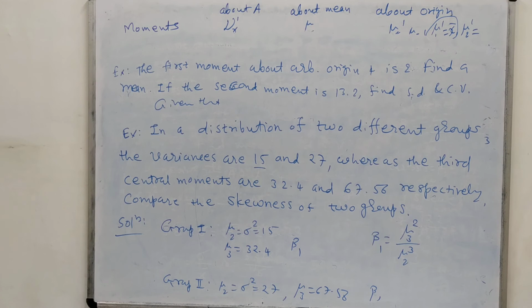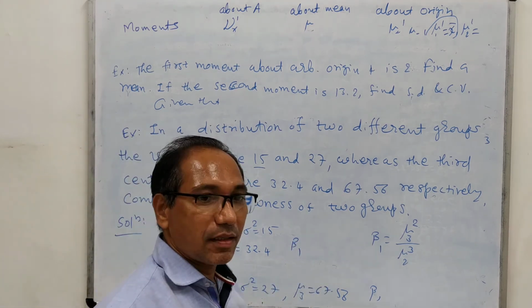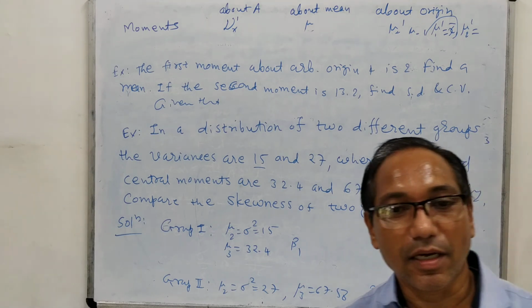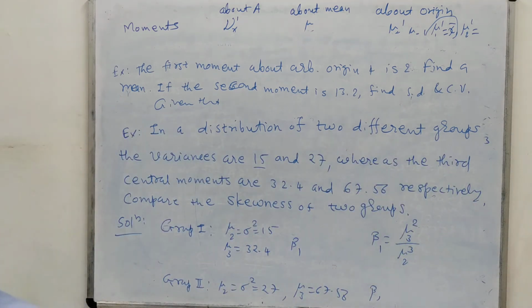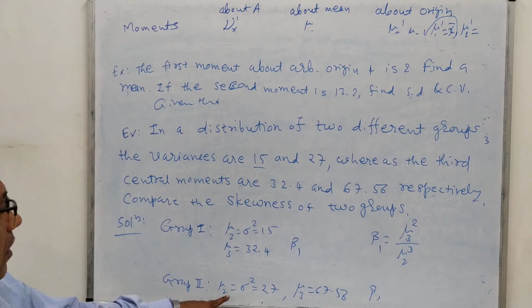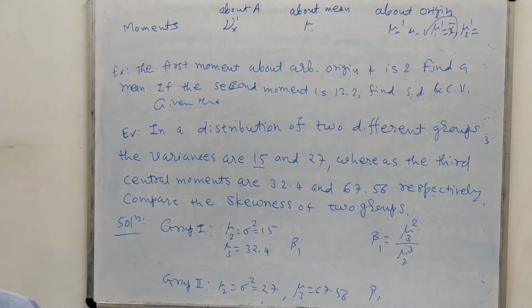Okay. If the value for a group is less than the value for the other group, we say that it is more skewed. So you can identify for which group the value of beta 1 is smaller. When the value is smaller, we say that it is more skewed. So you can solve these problems yourself.